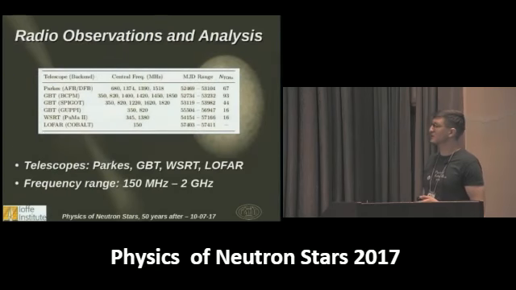After the discovery, there was a follow-up with multiple different telescopes, such as Parkes telescope, Green Bank, Westerbork, and also low frequency arrays. They spanned for almost 13 years and covered a huge frequency range from 150 megahertz up to 2 gigahertz. There were also timing observations made on a roughly monthly basis for Green Bank and Westerbork, and they ended up in a sufficient amount of times of arrival, TOAs, for a timing solution.